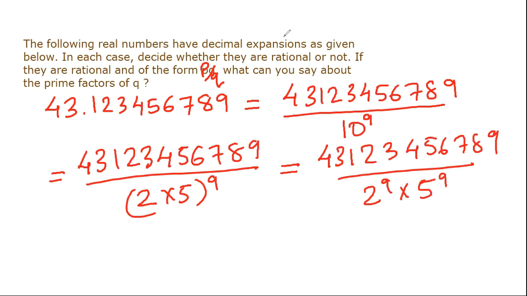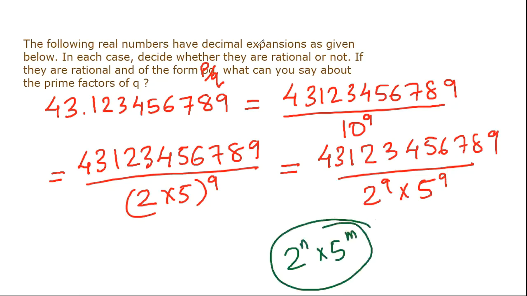So I can count here the denominator in 2 raised to n into 5 raised to m form. So we can say that its decimal expansion is terminating. As its decimal expansion is terminating, its denominator is of the form 2 raised to n into 5 raised to m. And the prime factorization of q, that means the denominator, is 2 raised to 9 into 5 raised to 9. Second, consider the question.